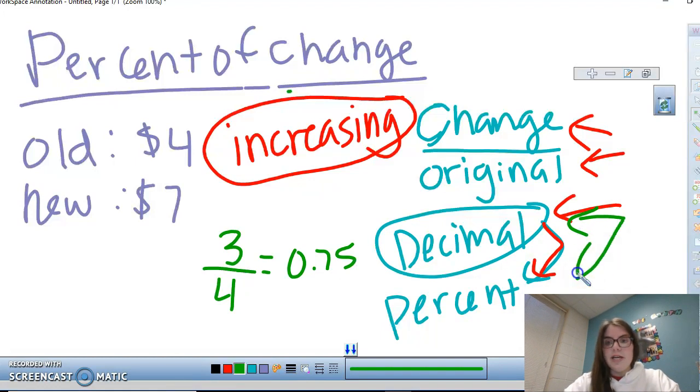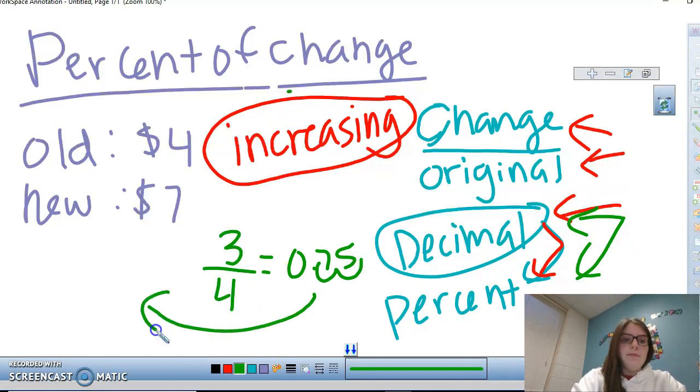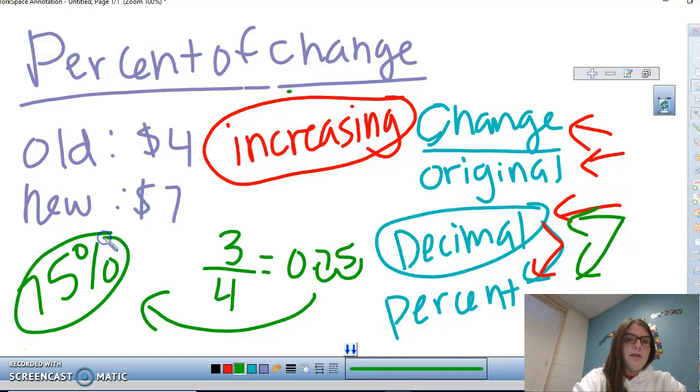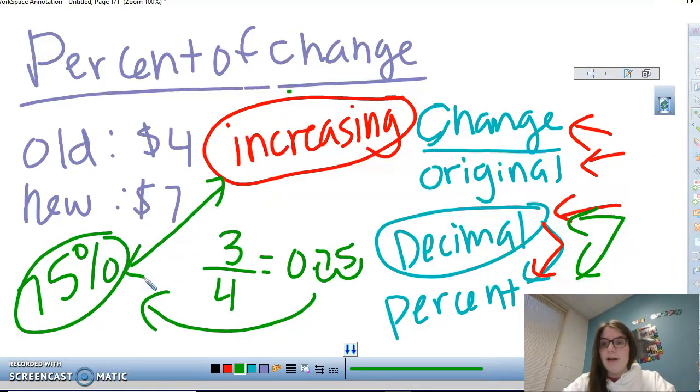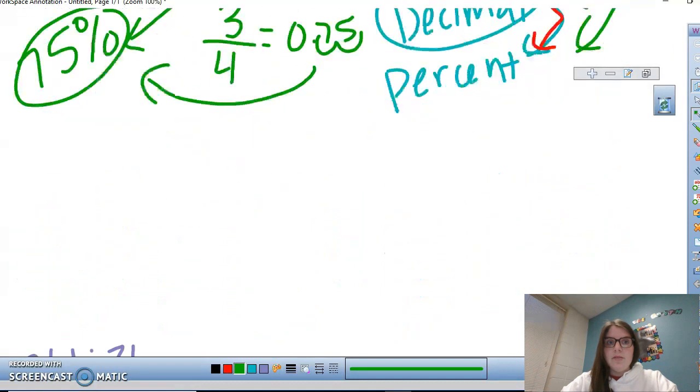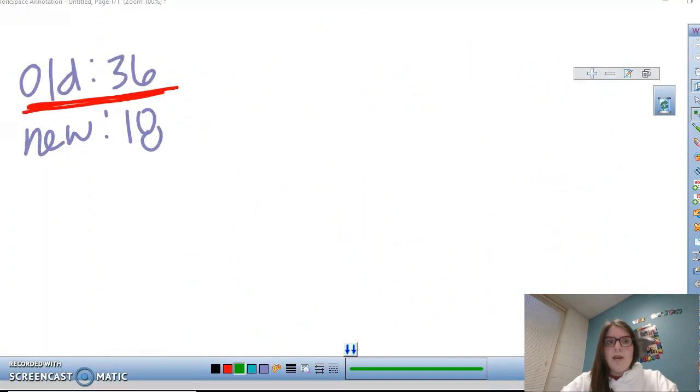So now I need to change that decimal to be a percent. And if you remember, we just took on our last test, you had to move the decimal point 2 places, which would then in turn give me 75%. So my 2 answers would be it's increasing by 75%. Pretty easy.